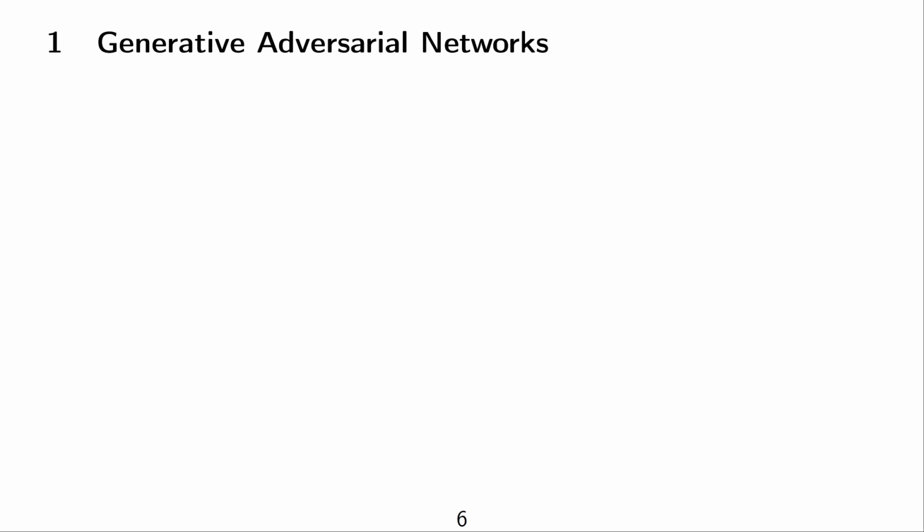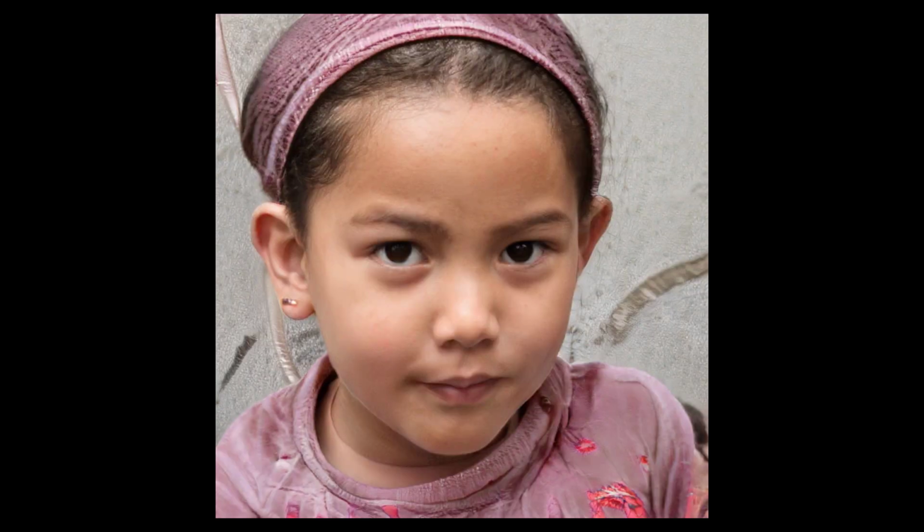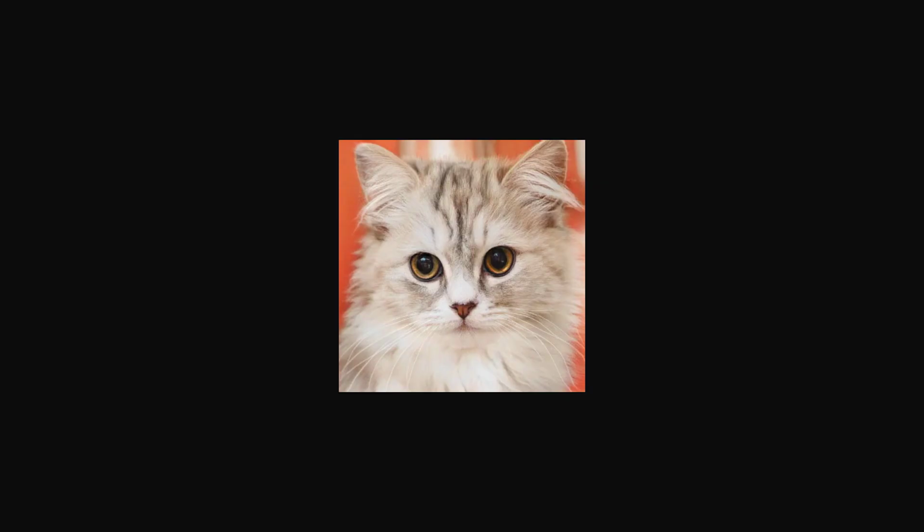In this lecture, we're going to discuss generative adversarial networks, also called GANs. As an inspirational example, you can look at some of these web pages. For example, this web page can generate synthetic faces of people that don't exist. Refreshing the page always gives you a new face. Of course, you can also generate cats.